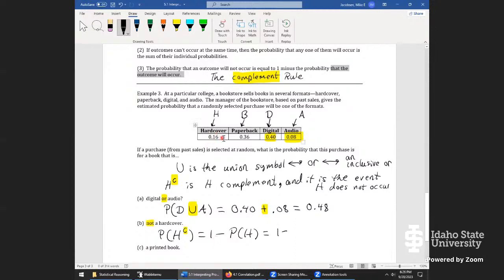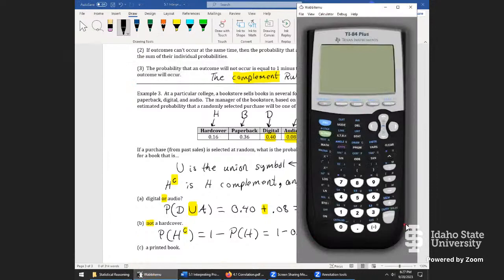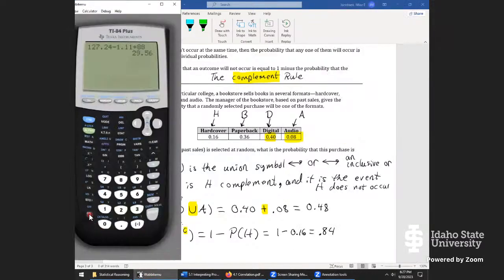We go up to the table. Probability of H is 0.16. So 0.16. Subtracting gives us 0.84. So that means there's an 84% chance that the book selected was not a hardcover. So that's one way to do it. But I think if I was doing this problem and I wasn't trying to show the complement rule, I would have done it differently. This is what I probably would have done instead.